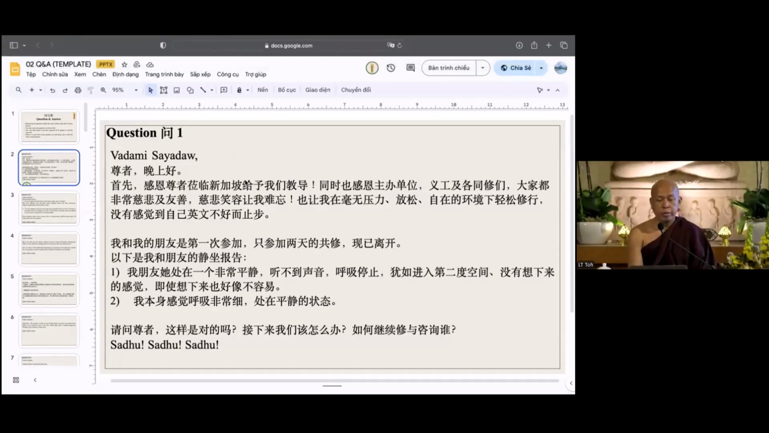His friend has entered into a state of quietness. There is no sound being heard. The breath has stopped, as if she has entered into the second dimension, and she doesn't want to get out from this experience. It is also not easy to get out from this experience. For himself, he felt that the breath is very subtle and very peaceful. So they would like to ask, what should they do next?